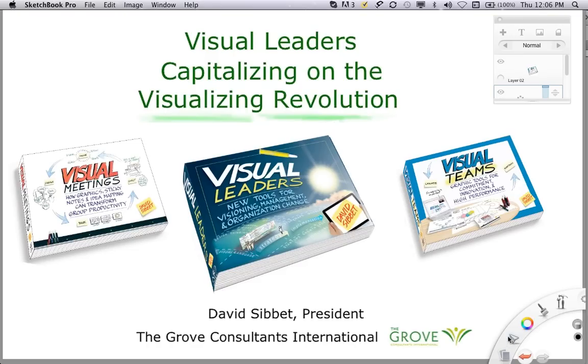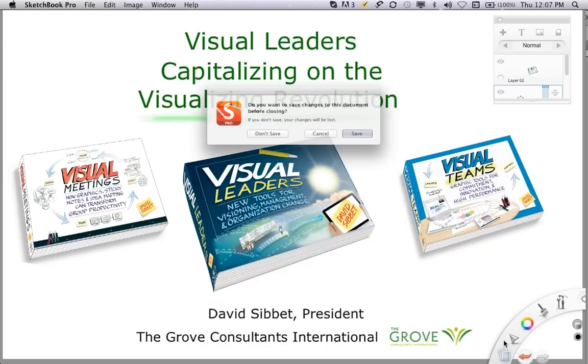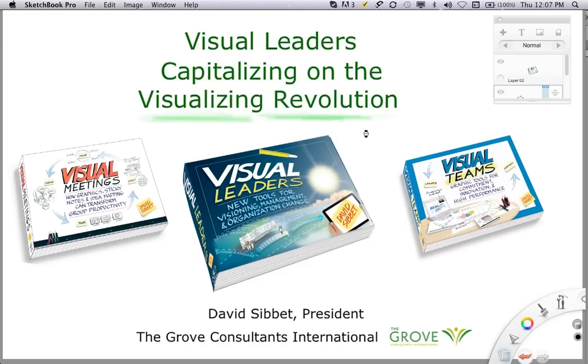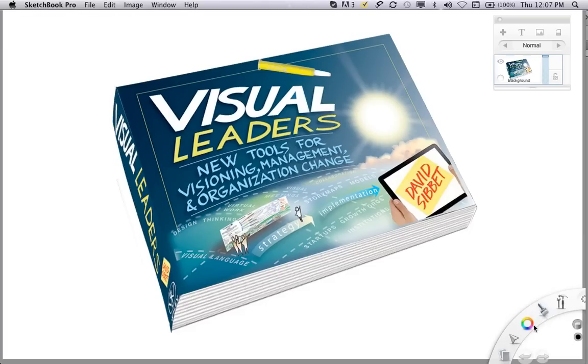Now, I am using, you may be interested in that little thing up in the corner there, a layers panel tool in a program called Sketchbook Pro. And let me zoom in on the book title here to kind of show you how this works. I've got a little tool panel down on the right here, and Sketchbook Pro, you know, I'll write it out for you.